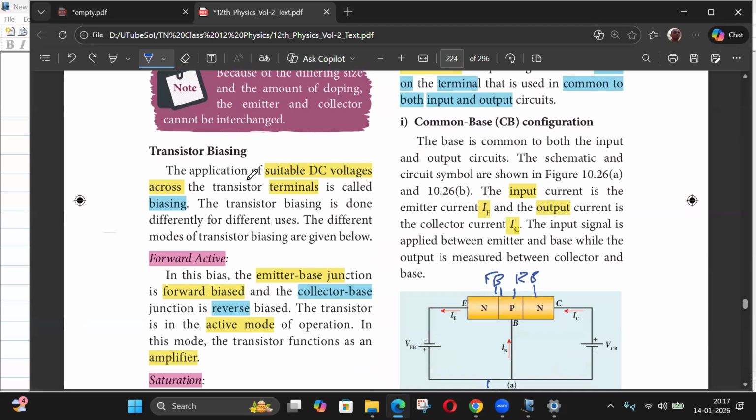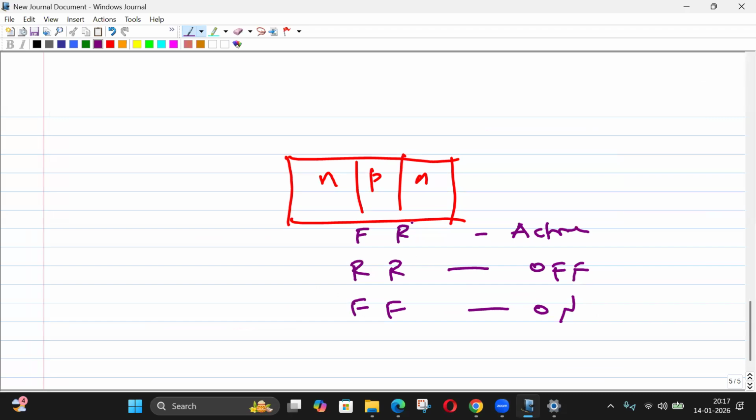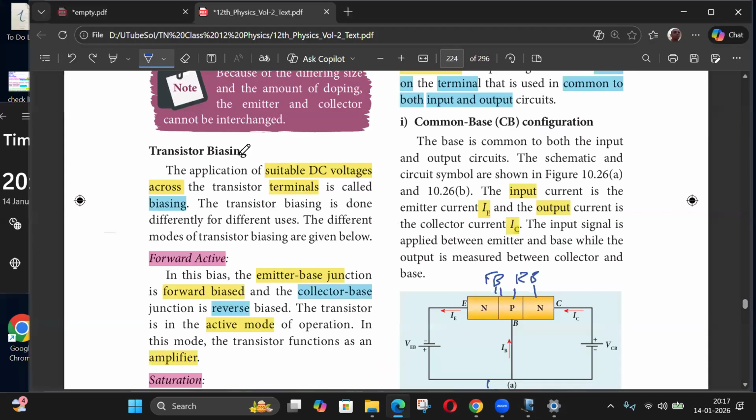So there are three possibilities: forward bias, reverse bias. That's called biasing. For that to happen, obviously you have to apply appropriate voltage here and here. If you apply negative voltage here, they will be forward biased.